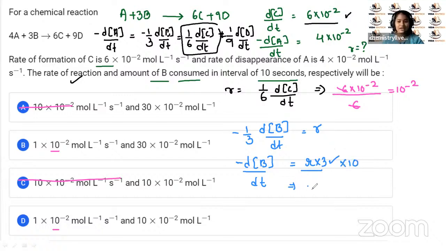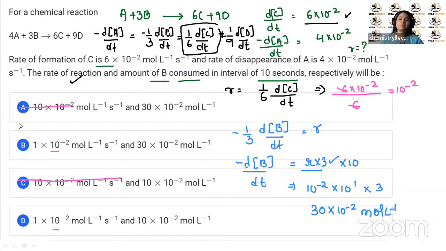So R we have 10 to the power minus 2. This is 10 to the power 1 into 3. Into 3, right? So what is going to be the answer, children? It is going to be 30 into 10 to the power minus 2 moles per liter.